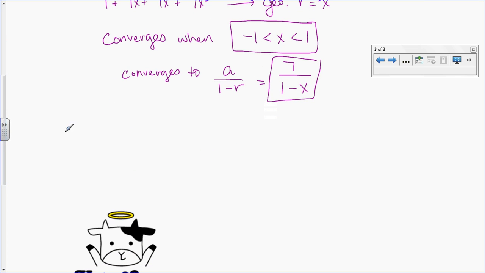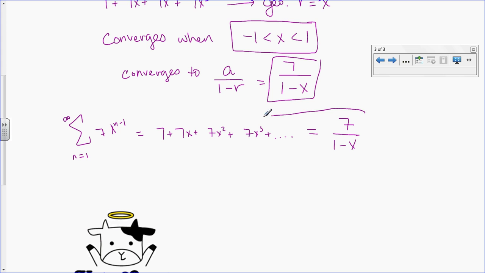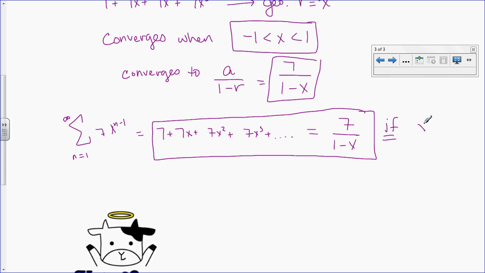Here's the big deal. Ready? That means that the summation as n equals 1 to infinity of 7 times x to the n minus 1 can be written as 7 plus 7x plus 7x squared plus 7x to the third, and so on. And it converges to 7 over 1 minus x. Wait, what? What that means is, if x is between 1 and negative 1, this function is exactly equal to that function.